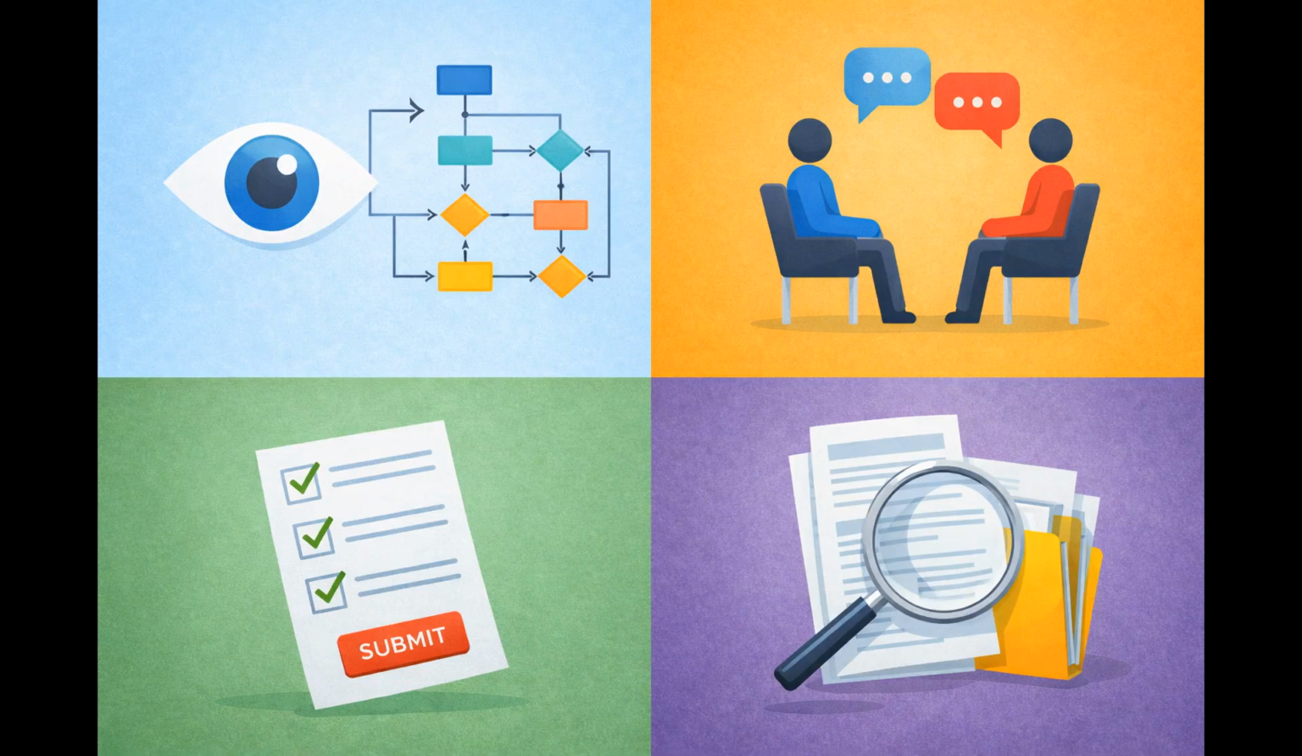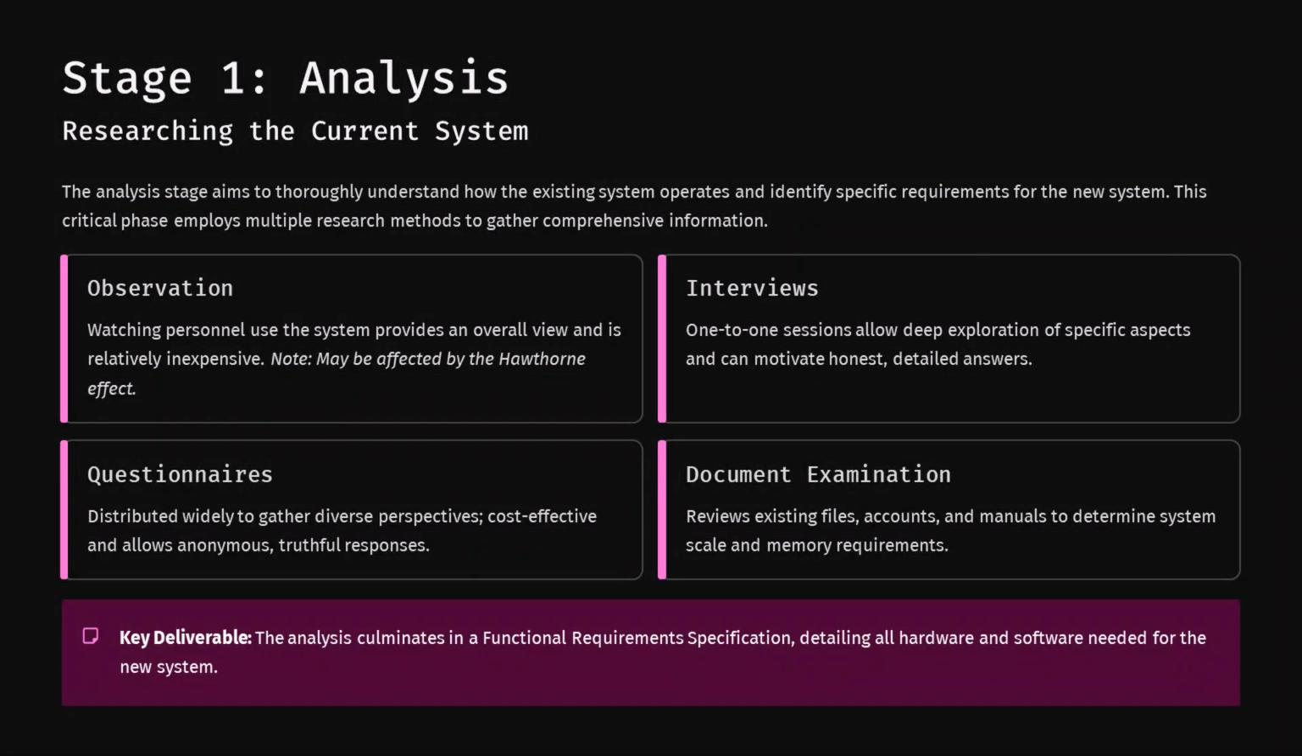Second, interviews. These are one-to-one sessions that allow deep exploration of specific aspects. They are great because they can motivate honest, detailed answers and you can ask follow-up questions. Third, questionnaires. These can be distributed widely to gather diverse perspectives from lots of people. They are cost-effective and allow for anonymous responses, which means people might be more truthful.